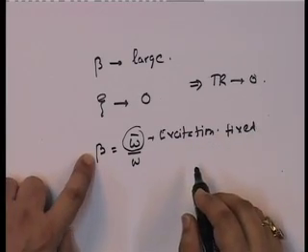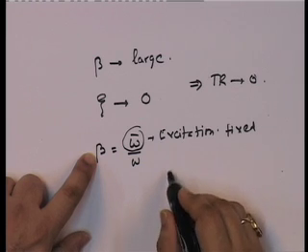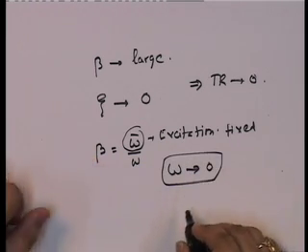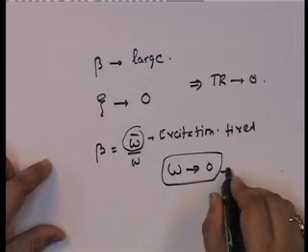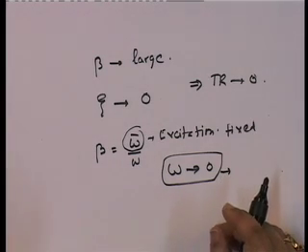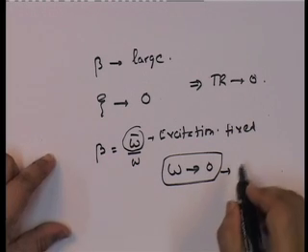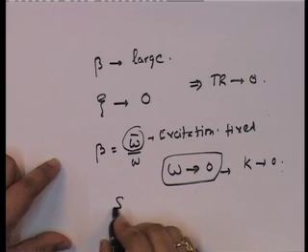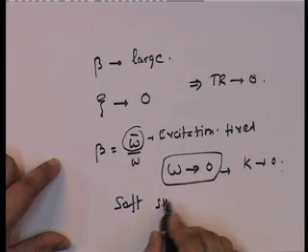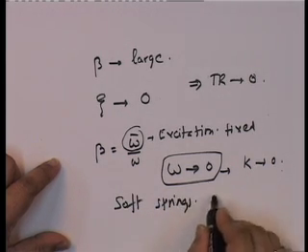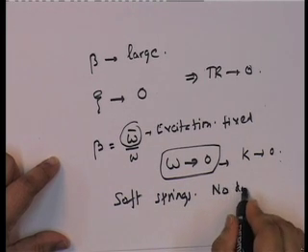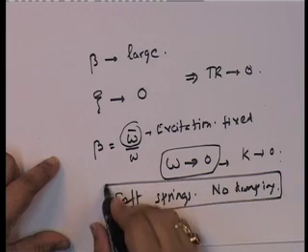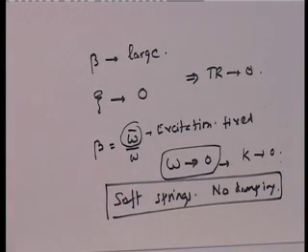So, to get beta large, what do I need to do? I need to make omega tend to 0. What does omega tending to 0 imply? Note that the machinery mass is fixed. So, that means K tends to 0. That means soft springs, no damping. That is what you have to do.